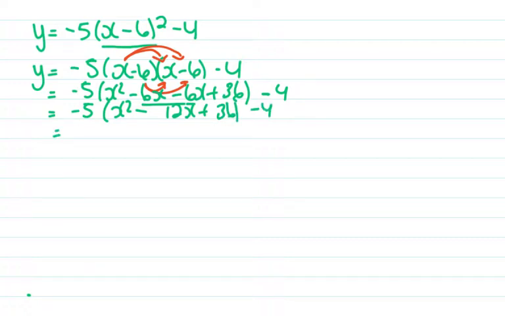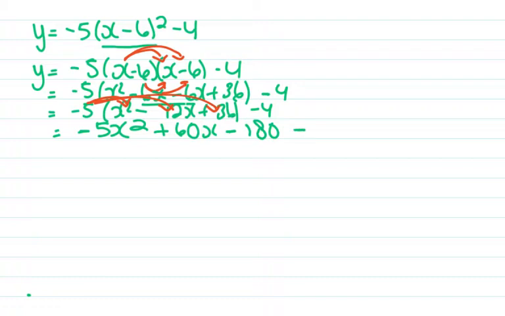And now I'll get this negative 5 into the bracket by multiplying it by each term inside the bracket. So I'll have negative 5x squared plus 60x minus 180, and then that negative 4 on the end. And then I can combine the negative 180 and the negative 4. Negative 5x squared plus 60x minus 184. And that's now in standard form.